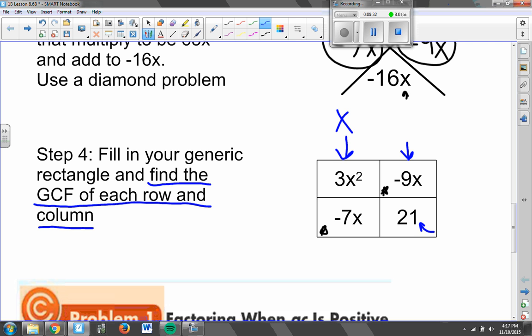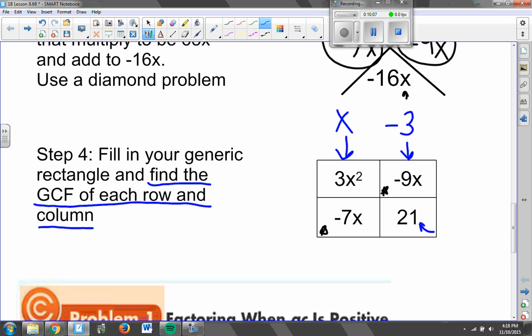But what I can say is that 3 is somehow involved here, correct? 3 is somehow involved. So I am going to take out a 3, and because one of them is negative and the other is positive, I'm going to take out a negative 3 there. Okay? A negative 3. 9 is 3 times 3, and 21 is 7 times 3. That's why I pulled out the 3, just so we know where that factor is coming from.